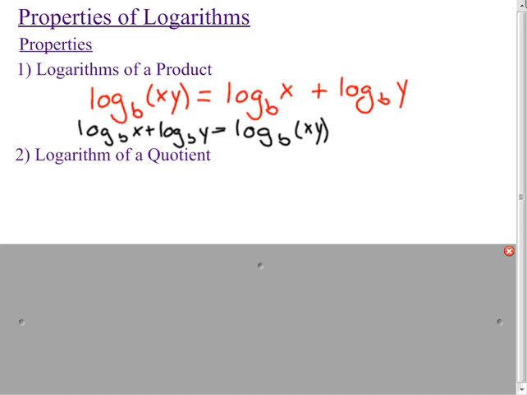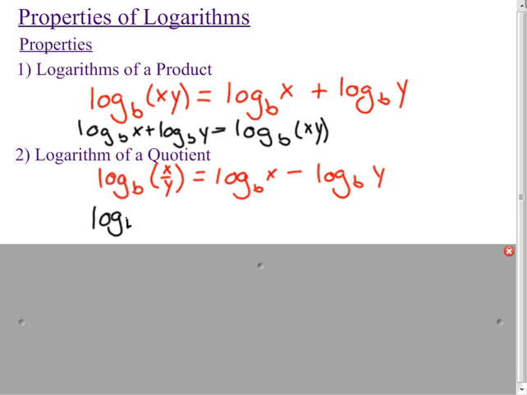Second property, very, very similar. It's just with quotients, with dividing. The log base b of x over y is just the log base b of x minus the log base b of y. When I'm dividing within that argument, that's the same thing as subtracting logs. Again, backwards: the log base b of x minus the log base b of y equals the log base b of x over y. You have to be able to go backwards and forwards.